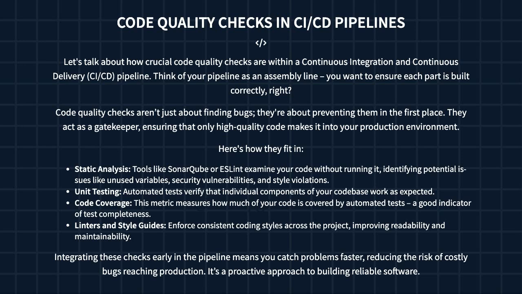Then, we have unit tests. These are automated tests that make sure each individual piece of your code is working correctly. We also track our code coverage to see how much of the codebase we've tested. Finally, enforcing consistent coding styles through linters and style guides makes the code easier to read and maintain. By integrating these checks early in the pipeline, we catch problems quickly and build more reliable software.